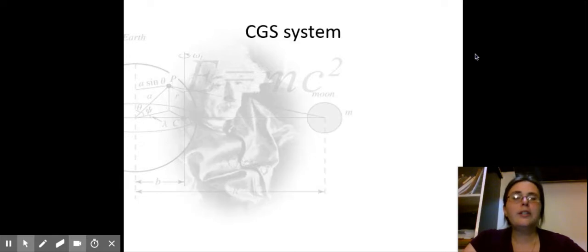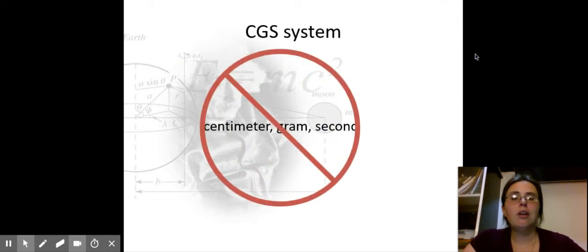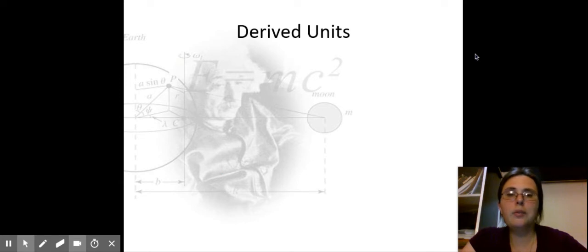All right, so there is another system called the centimeter, gram, and second system. We do not use it in physics. I believe it's mostly reserved for medicine, but either way, it's not used in this class. So then we can move on to derived units.